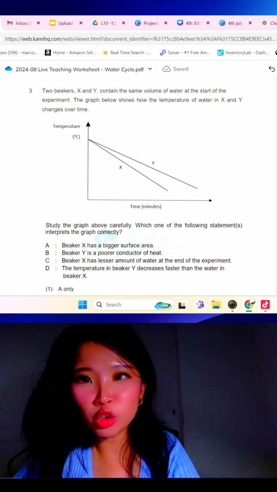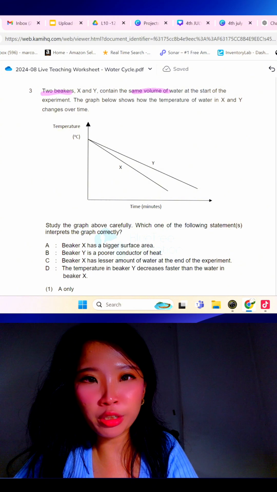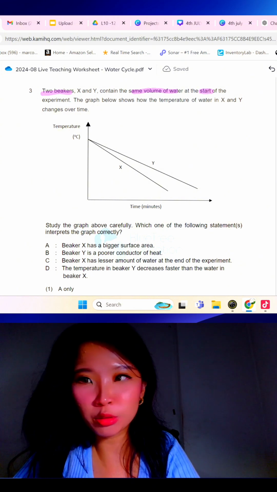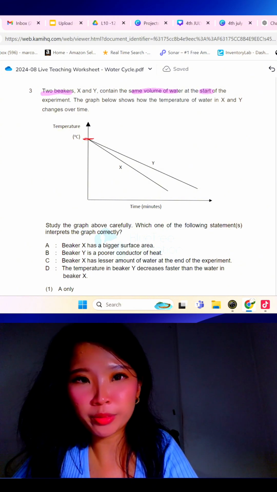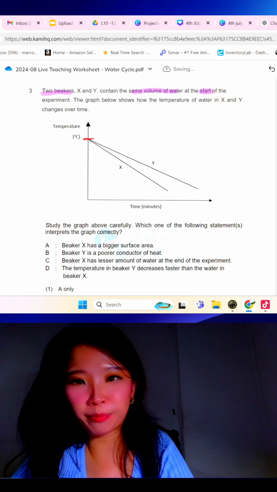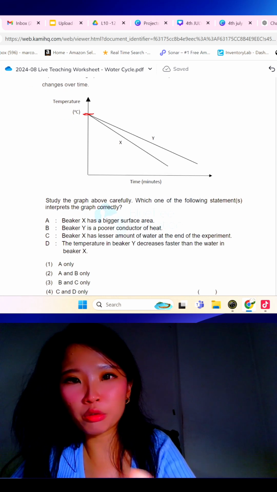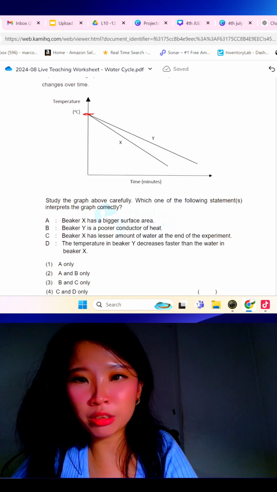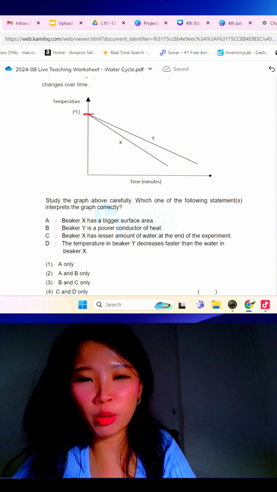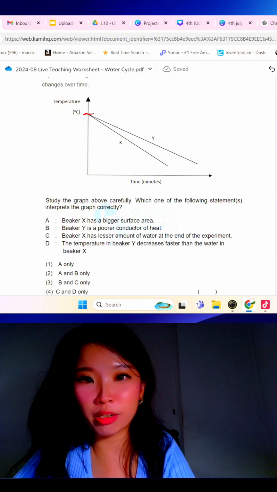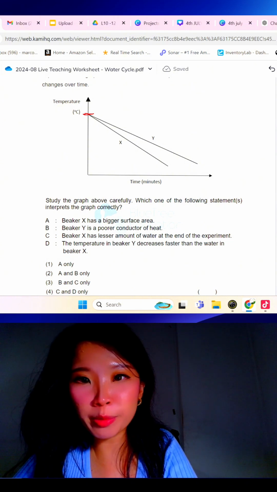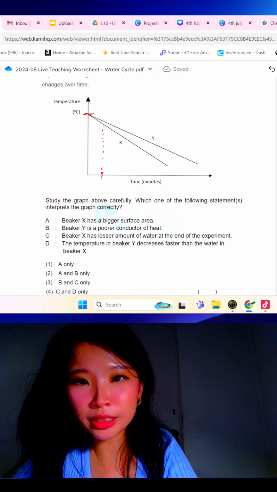Okay. Two beakers contain the same volume of water at the start of the experiment. So at the start it is the same temperature, right? So it changes over time. So usually for graphs, I will always tell students to make sure they know what they are reading. So which means, what do I mean? For this, you realize it starts decreasing, right? Over time.